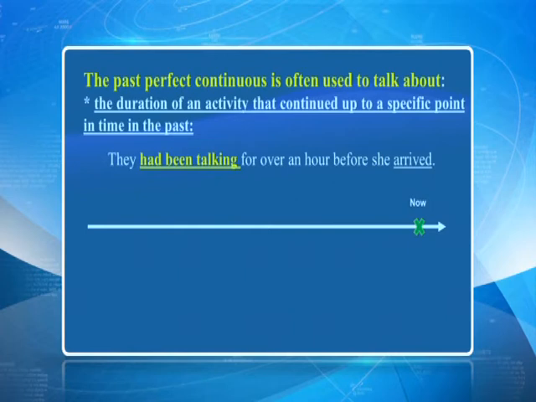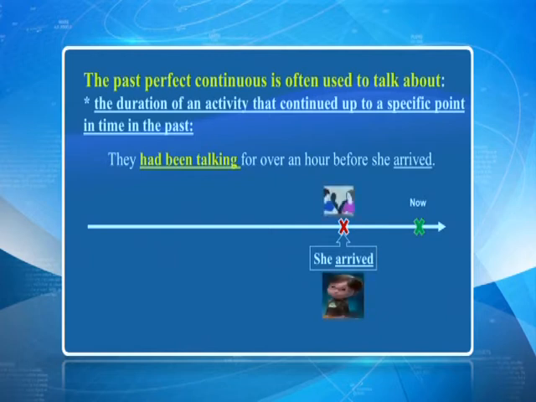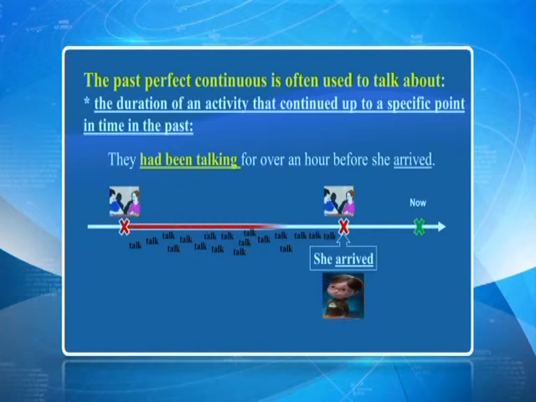Now, the past perfect continuous tense doesn't have any relation to the present. We're not talking about the present at all. These two actions are in the past. So the first action we have, she arrived. Okay? So she arrived in the past. Before she arrived, these two people had been talking. Okay? So they kept talking for over an hour. It is an ongoing event. Okay? So they had been talking for over an hour.